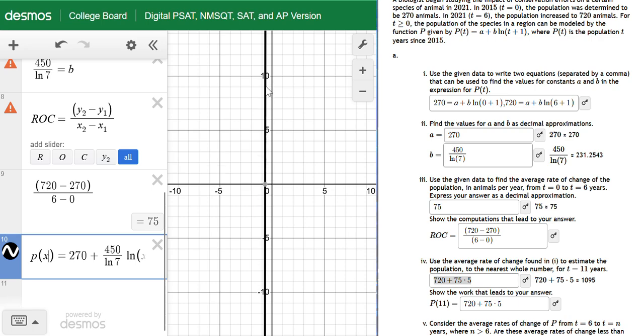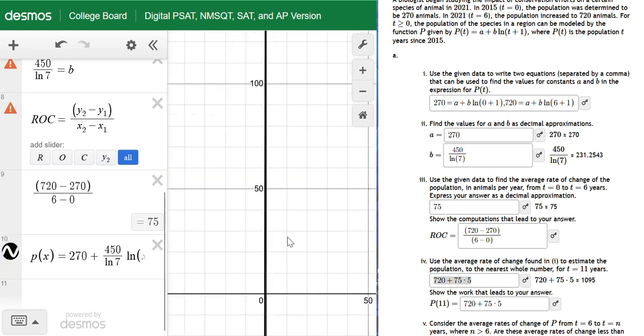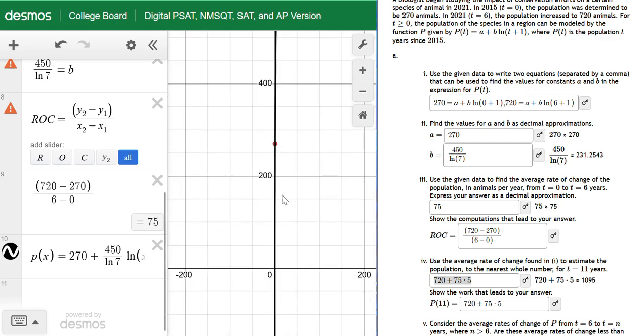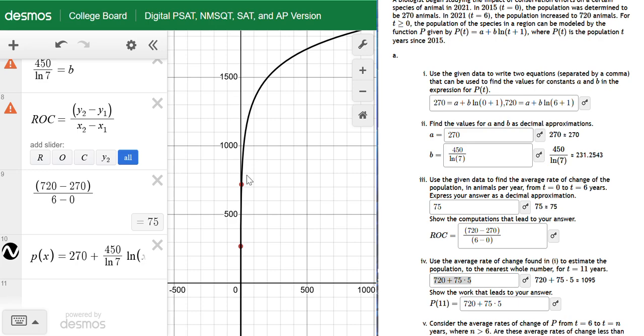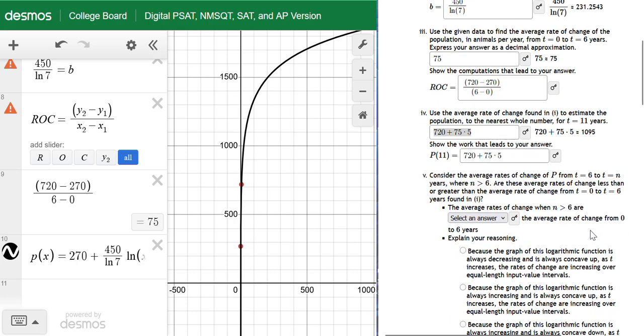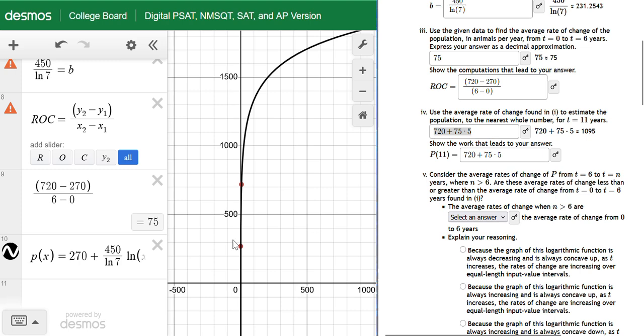Now, this graph kind of looks like it's a vertical line, right? So I need to zoom out because I'm expecting it to be a log until I see the form of the log. Well, here now I see the log function. And so in looking at this, I can answer these questions. Here, the average rate of change. As you look at this, here's 6, and then as you get bigger than 6, what's happening is this graph is flattening out. It's increasing by less and less.